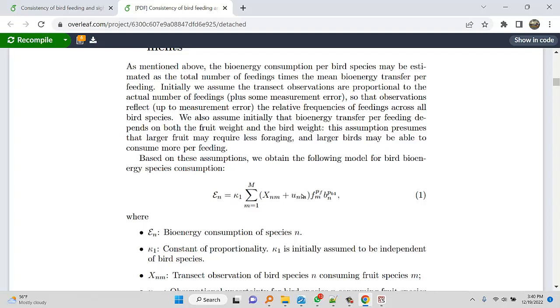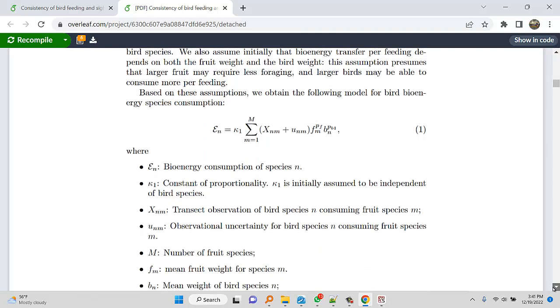This model depends on the transect observation, which is the bird eating the fruit, and we make a model that the bioenergy consumption depends both on the fruit weight and on the bird weight, as well as on the number of times that the bird is seen eating the fruit. Okay, so the number of times that the bird is seen eating the fruit, times the fruit weight to some power, times the bird weight to some power. So this is a fitting model that we will use regression to fit.